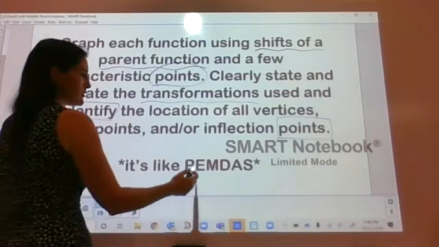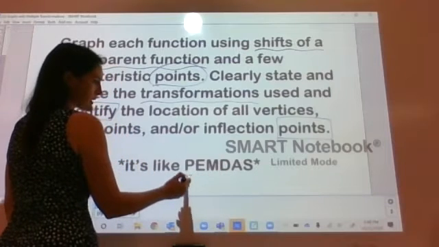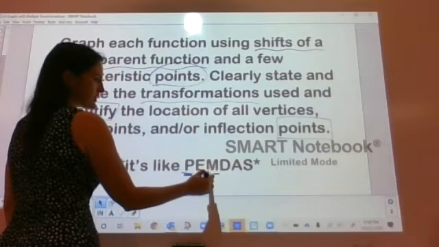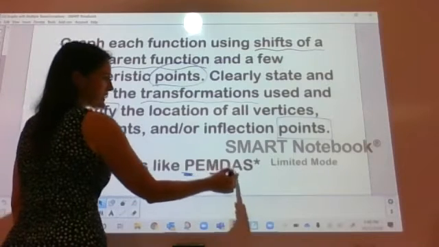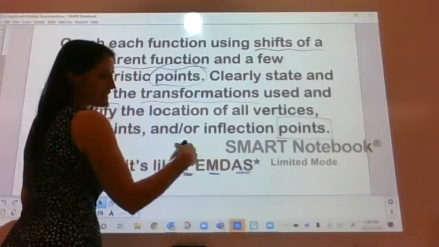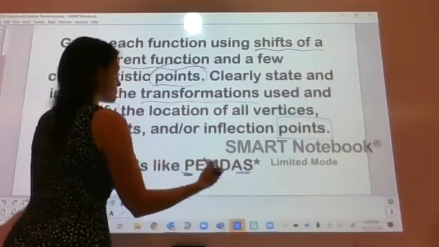And remember, it's like PEMDAS. You do the transformations in the parentheses first, then the multiplication, if there's an A value, and then any addition or subtraction that's at the very end. Okay, this is a good little trick to remember the order.